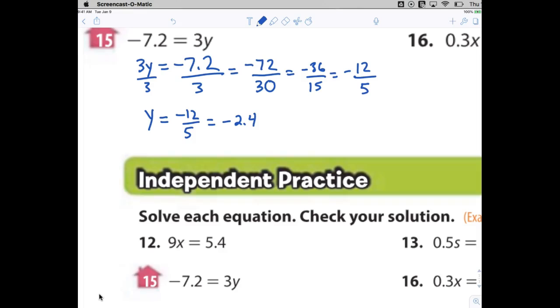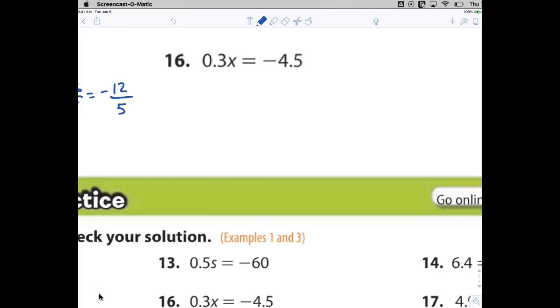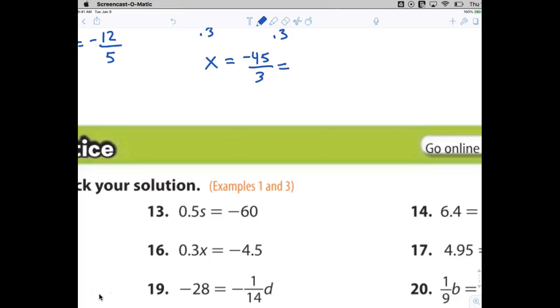All right, let's take a look at 16 now. Now for number 16, Justice, what do you think? Yep. You would divide it by 0.3. Yes, I like that. Dividing by 0.3, dividing by 0.3, so x is equal to... You would get negative 45 and then 30. Perfect. Negative 45 over 3. Now, can you tell me how many times 3 goes into 45?